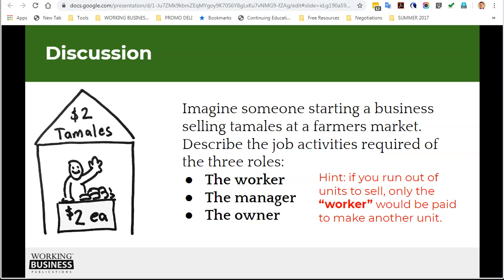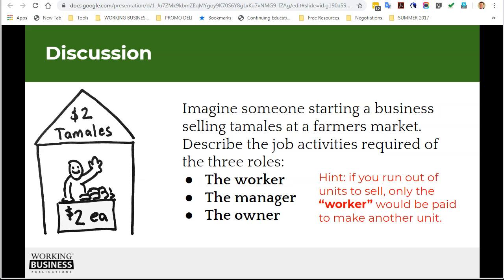So one thing to consider is, what's the difference between the worker and manager? It can be kind of difficult to distinguish what activities each of those roles will encompass. So a hint is, if you run out of units to sell, only the worker would be paid to make another unit. So that's where I would give a little hint on what is the role of the worker and what is the role of the manager.